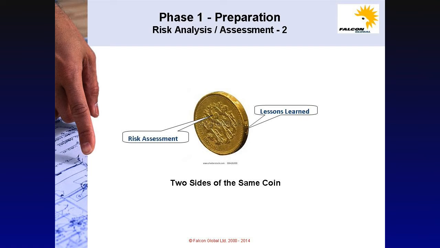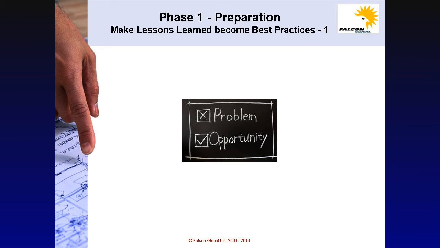So, if we say that our lessons learned are our 20/20 hindsight, then we want our risk assessments and our risk analysis to be 20/20 foresight, looking at what we want to eliminate or minimize in the future, two sides of the same coin. Therefore, what I'm setting out to explain in this module is that our lessons learned must become our best practices.